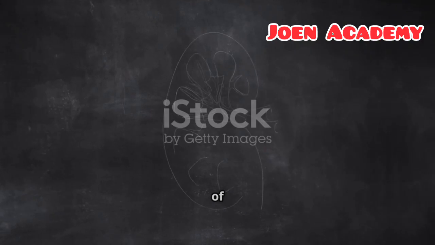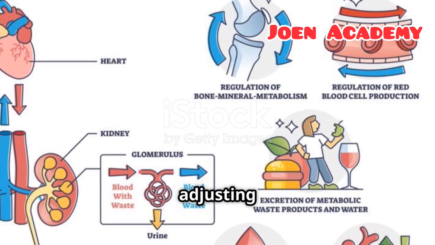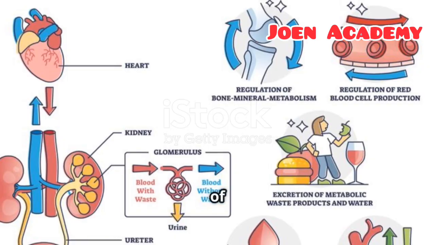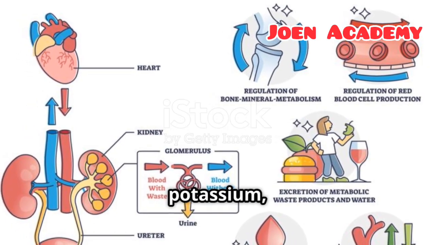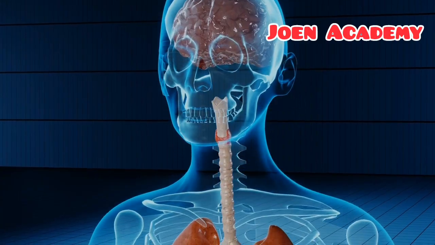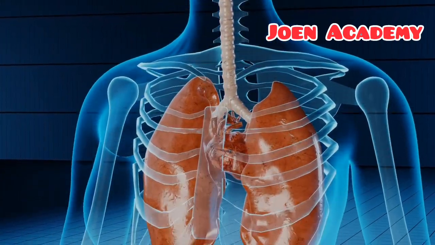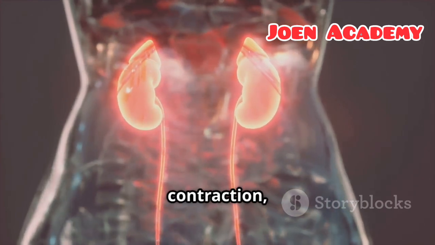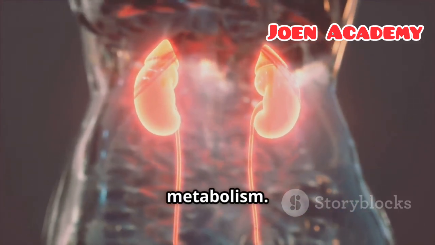They are the masters of homeostasis. By adjusting the volume of water excreted and meticulously controlling the levels of electrolytes like sodium, potassium, chloride, and calcium in the blood, they ensure that the body's internal environment remains stable. This balance is critical for nerve function, muscle contraction, and cellular metabolism.